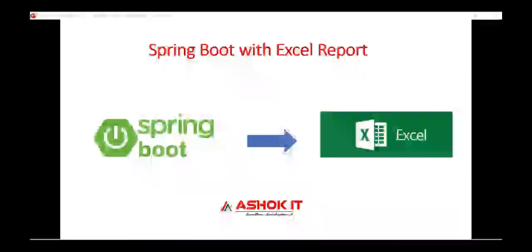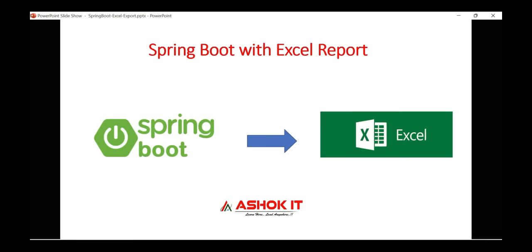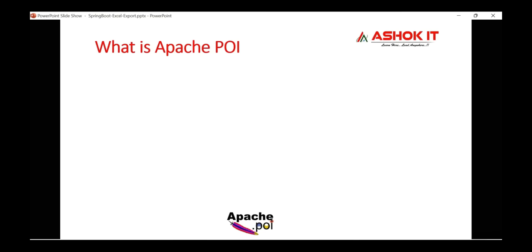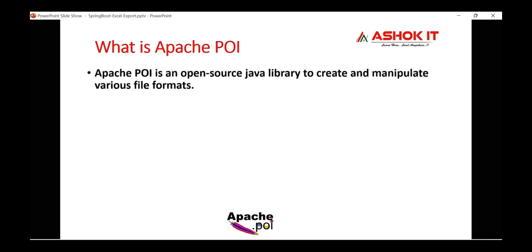How to export database data to Excel file by using Spring Boot application. All right, let's get started. In order to generate Excel file by using Java application, we will use one third-party API, that is Apache POI. Apache organization provided POI API. POI is open source libraries or open source API to create and manipulate various file formats.